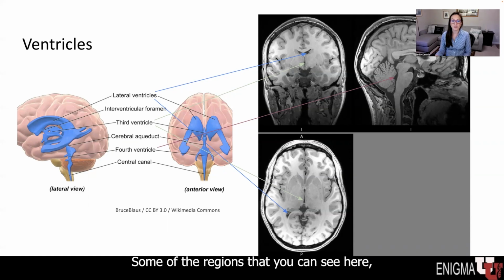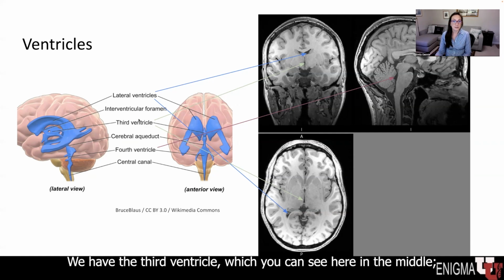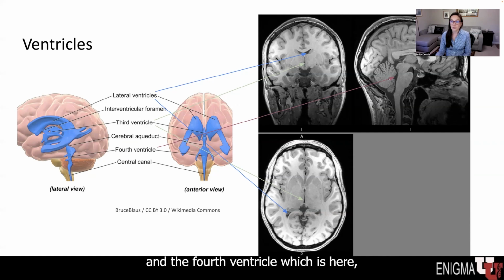Some of the regions that you can see here, both in this diagram and on MRI, we have the lateral ventricles that are on either side, so lateralized. We have the third ventricle, which you can see here in the middle, and the fourth ventricle, which is here behind the brainstem in front of the cerebellum. There are a few other smaller regions that are important for this flow of CSF, but those are the main ones.